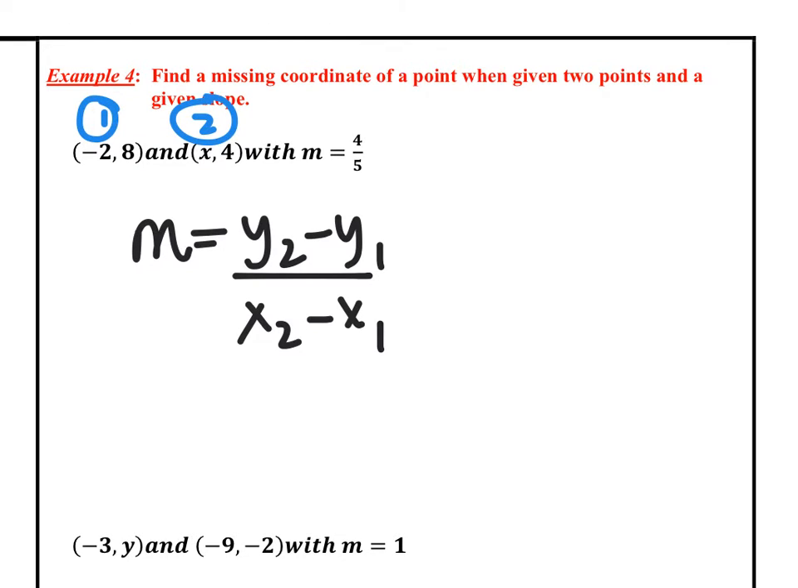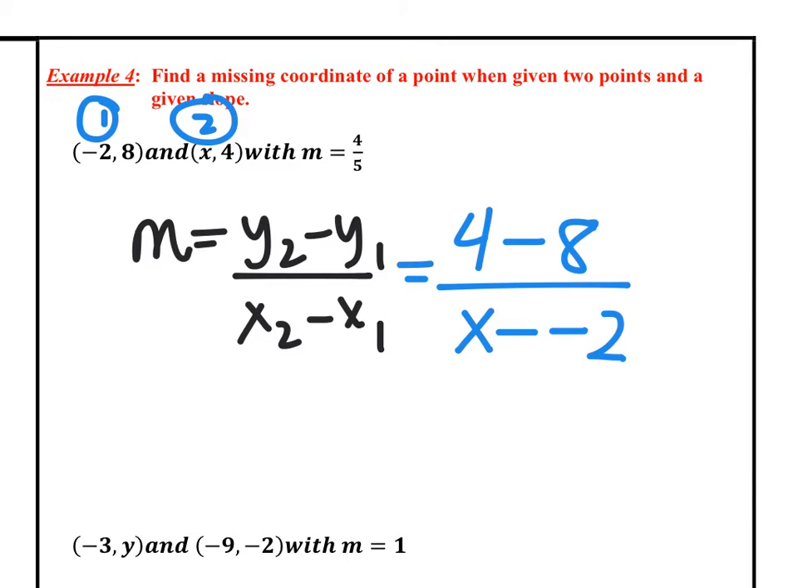Okay, let's look at this problem and plug in what we know. I know that my y2 is 4. My y1 is 8, so 4 minus 8 on the top. Now my x2 would be x, if I look at the points that I have. And my x1 would be negative 2, so I subtract negative 2. This is our slope, and so that equation right there has to be equal to 4 over 5. What we're going to do to solve this is actually write it as a proportion and then cross multiply and solve.